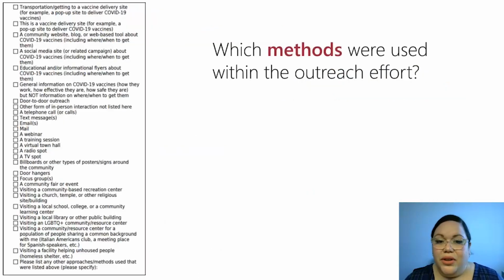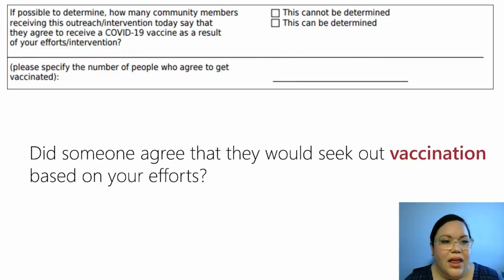After that, we look at what methods were used for completing the outreach. Again, the list is very extensive and you are able to select more than one option, with the ability to write in any additional methods in case none of these captured what type of outreach you completed. Then, is it possible to determine how many community members, after receiving this outreach on this day, have agreed to get the COVID vaccine as a result of your efforts? Does someone agree that they would seek out vaccination based on your efforts? Again, use your best judgment to provide this count. It's important to try to keep track for yourself throughout the day in your interactions, just to be able to provide a more accurate tally at the end of the day.